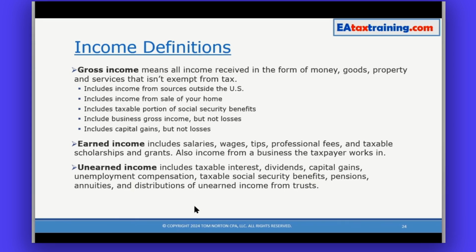So if it is not exempt from tax, it is included in gross income. Then we also have earned income and unearned income. Earned income is what it sounds like for the most part: salaries, wages, tips, professional fees, income from a business that you work in. It also includes scholarships and grants, which may not intuitively seem like earned income, but it is considered earned income. And then unearned income is everything else. If it's gross income and it's not earned income, then it's unearned income. So it's interest, dividends, capital gains, even unemployment compensation because you didn't actually work for it, taxable Social Security and pensions. You did kind of work for it in the past, but you didn't work for it in this year. And so it's considered unearned income now, and income from annuities or distributions of unearned income from trusts. So when you see those terms, that's what they mean.